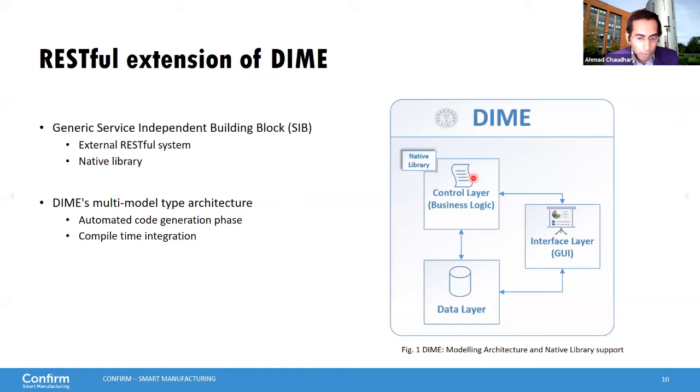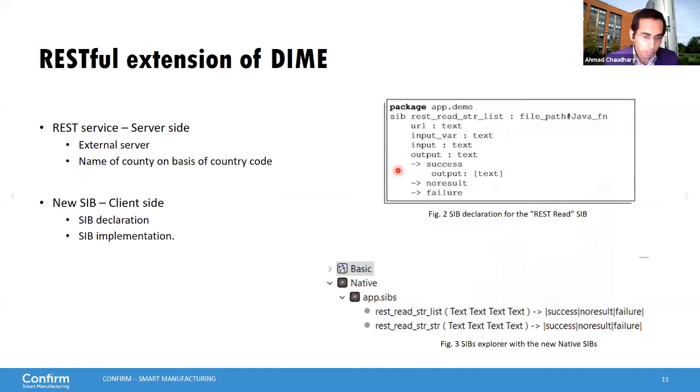In DIME's multi-model type architecture, the business process model is where the new SIB will be utilized. So the existing architecture is extended with the addition of the native library as a new block. This new native block will be merged to the model during the automated code generation step, and the extended functionality will be integrated as Java code with the remaining application during compile time. So in this way, it will not add any additional performance penalties.